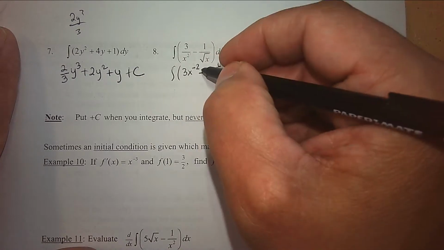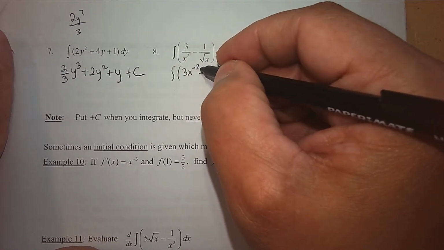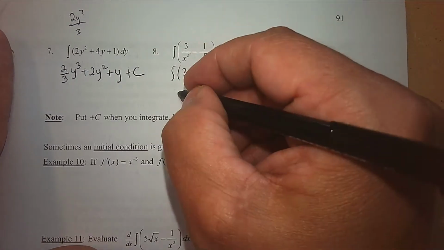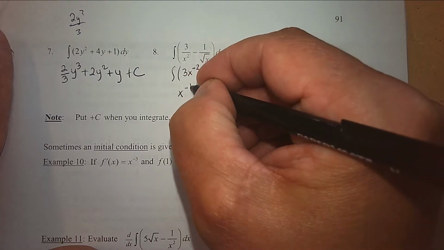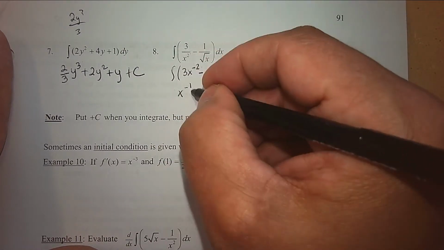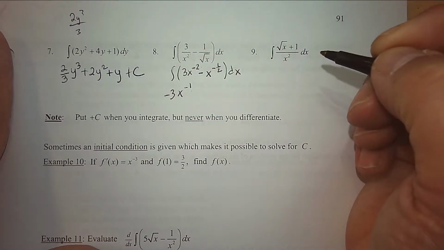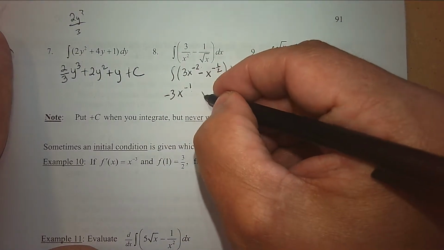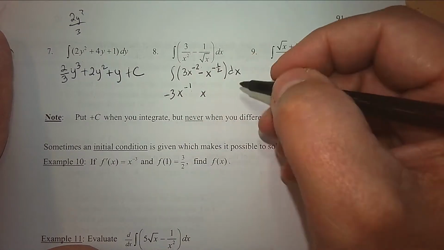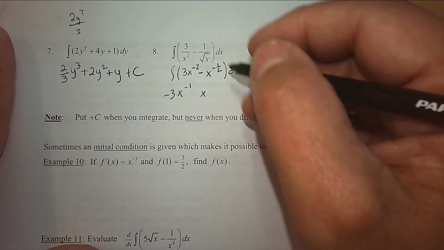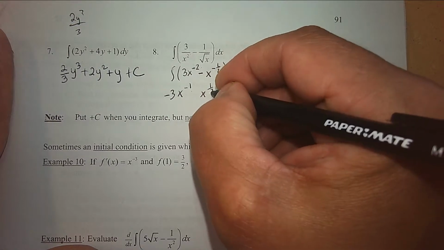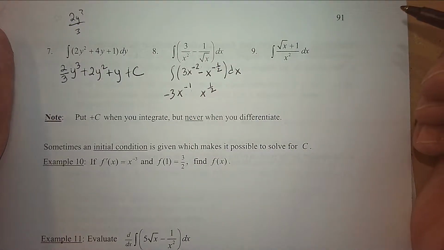So we're going to add 1. So negative 2 plus 1. Be careful. And then when you divide, what's 3 divided by negative 1? Again, start with the exponent. Add 1. 3/2.